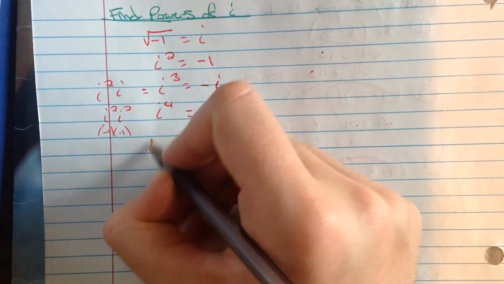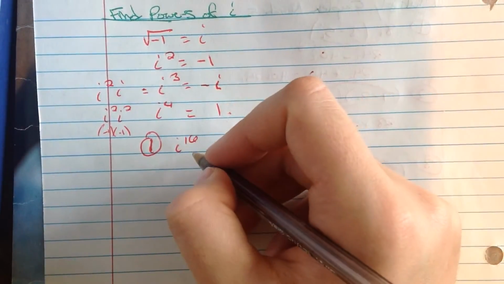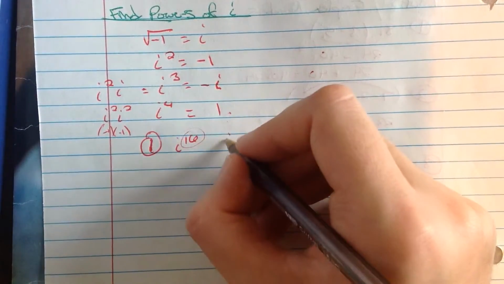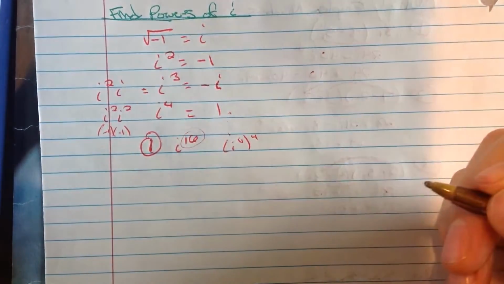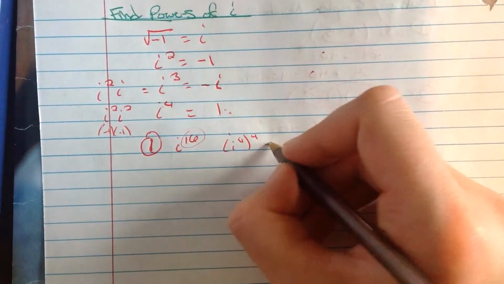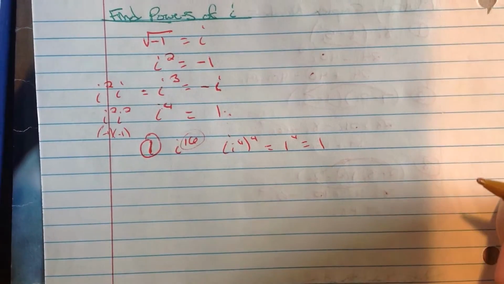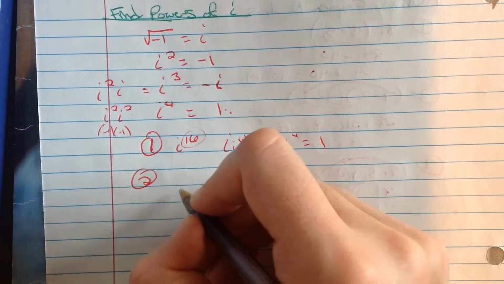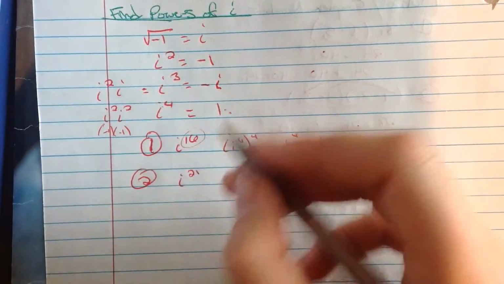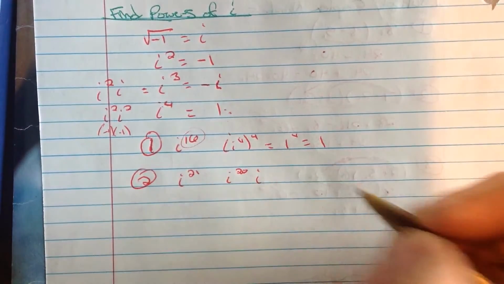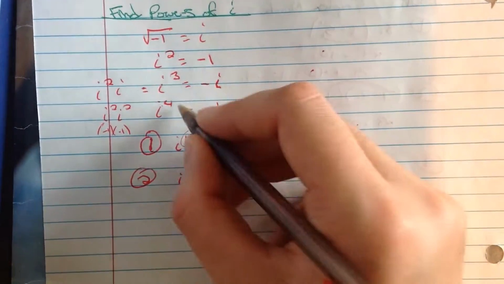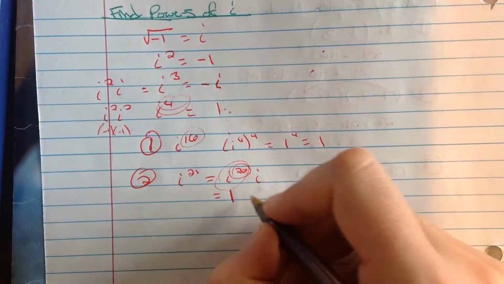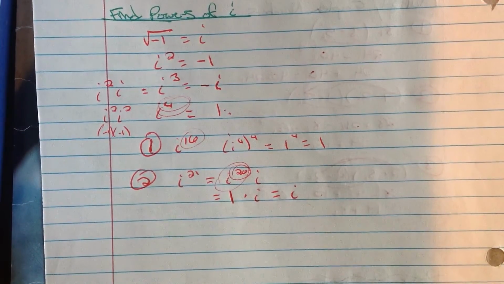So if I want to know what i to the 16th is, how I think about this is 16 is 4 sets of 4. So I have i to the 4th power. We know that i to the 4th is 1. So I get 1 to the 4th power, or 1. If I have i to the 21st, well, we know that i to the 20th times i would be the same thing. And we know that 20 is a multiple of 4. So this piece becomes a 1 times i, or i.